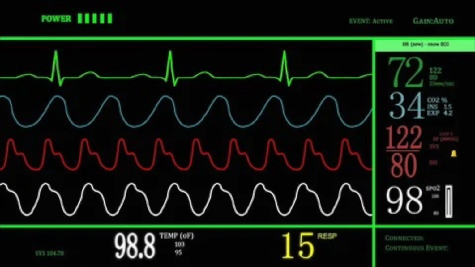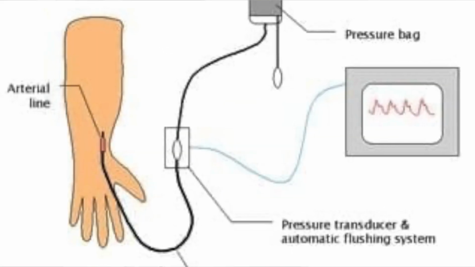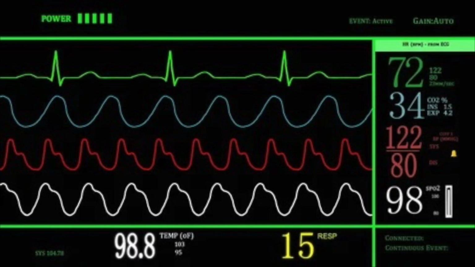How does a transducer work? The difference of pressure between the transducer bag and the arterial pressure is converted into an electronic waveform by a little thing called the diaphragm in the transducer, and also it gives us a digital number.